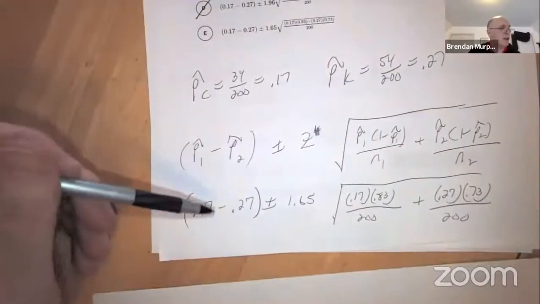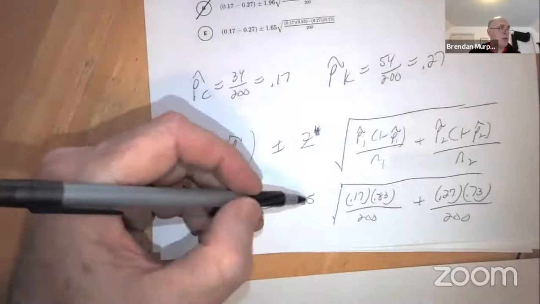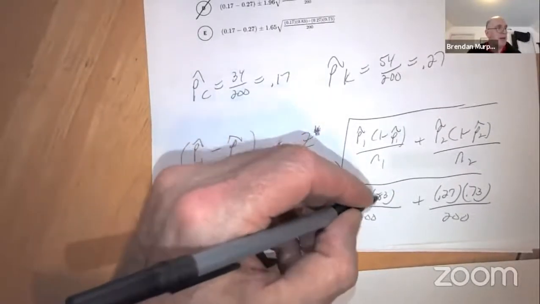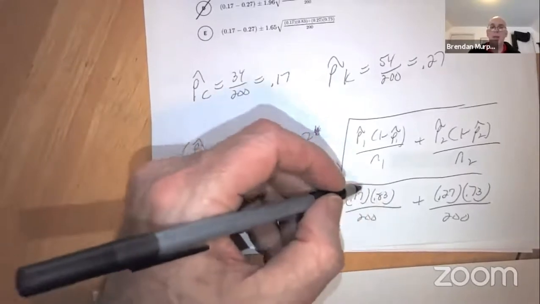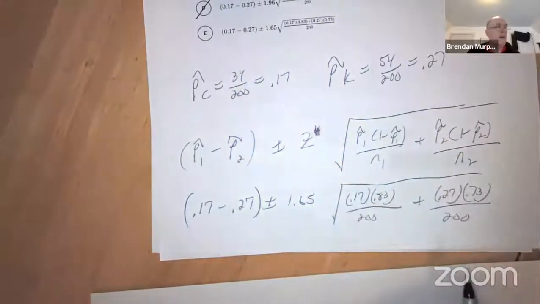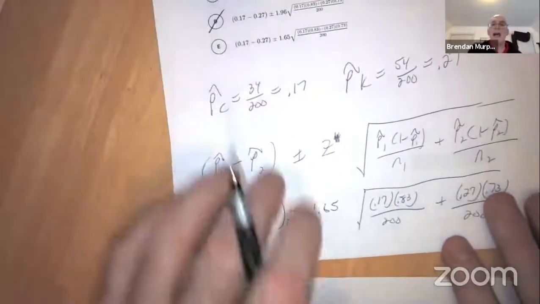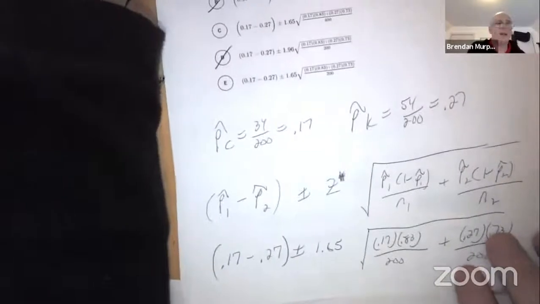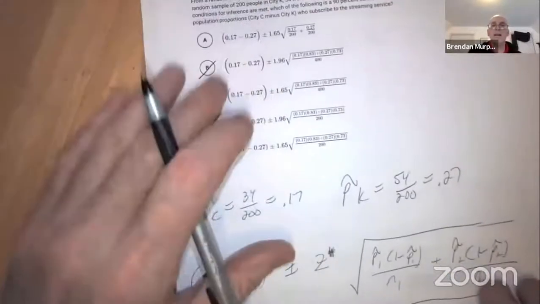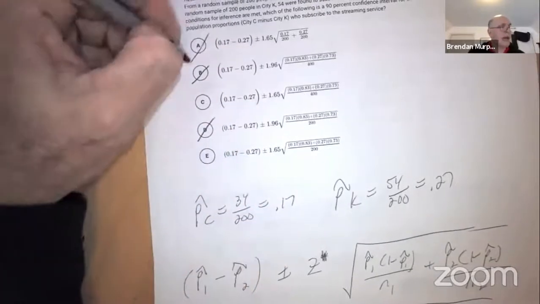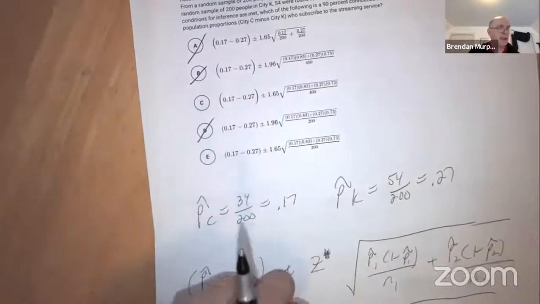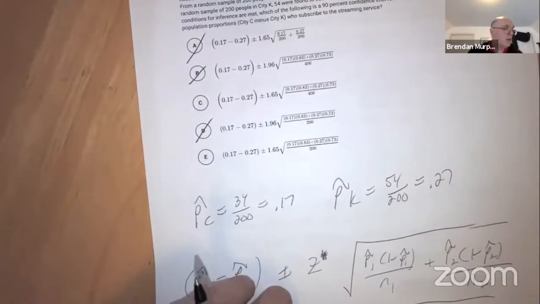So there was my p hat 1 minus p hat 2, and there's my 1.65, again rounded. And so I did p hat 1, 0.17 times 1 minus p hat 1, 0.83, over 200, and did the same for my second sample. And when I looked above, I actually didn't see that answer. At first I thought, boy, I think I'm doing it right, I don't know what's wrong here. It clearly wasn't A based upon that. So I was really down between C and E, and I had to think for a second.